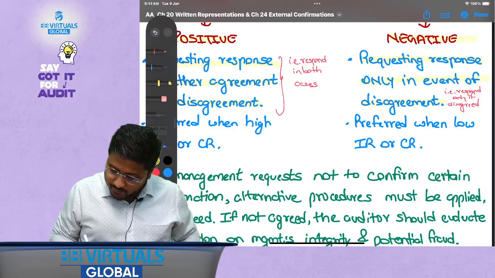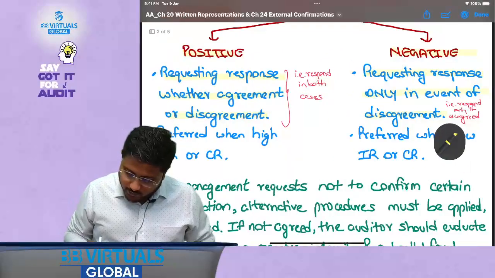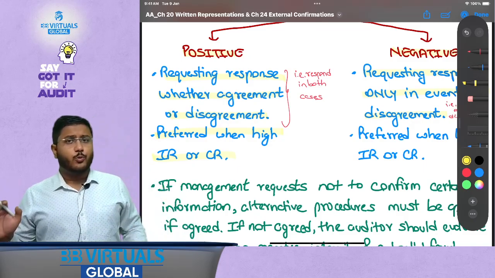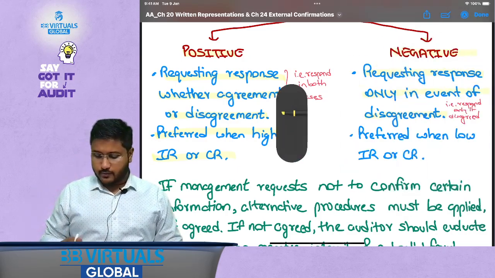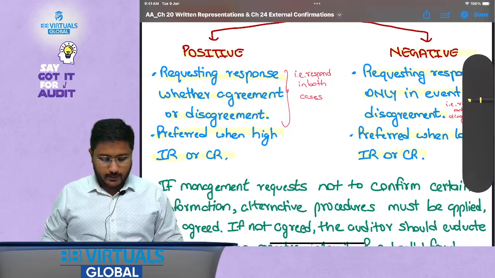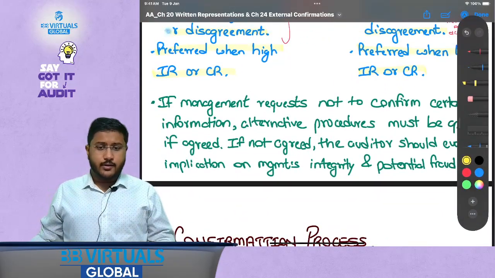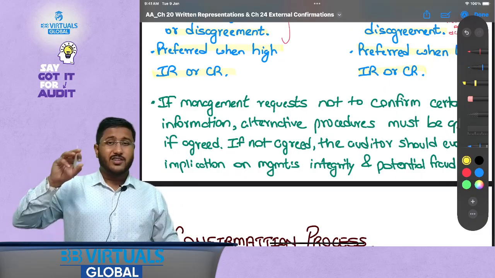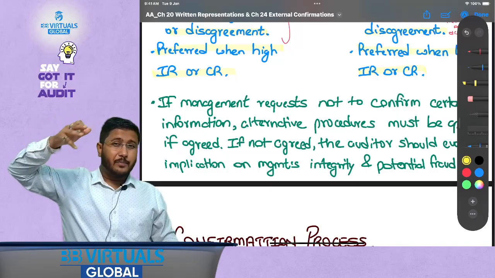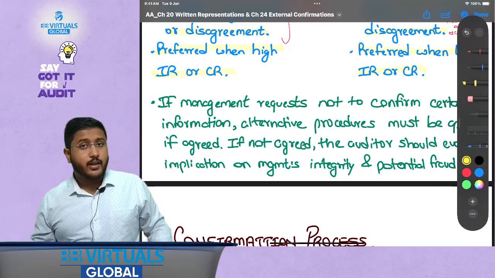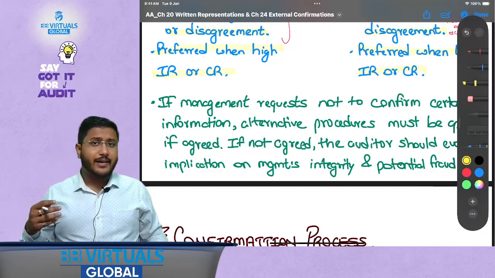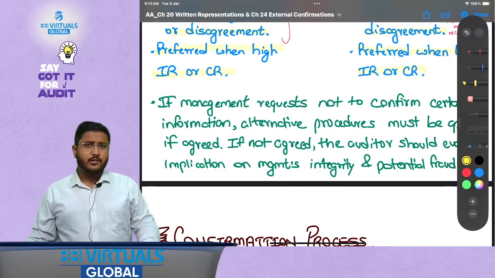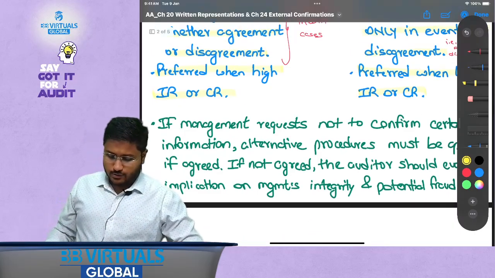Now, preferred when there is a high risk of material misstatement, that is, when there is high inherent risk or control risk, whereas the negative is the opposite, preferred when low risk is there. Definitely, because if there is higher risk, you will expect that the party should confirm even if they agree, even if they don't agree, because there is a slight chance that they might miss out on responding even if they disagree. So you might not leave any chance in case of high risk of material misstatement, whereas you can have some room for errors if there is less risk of material misstatement.